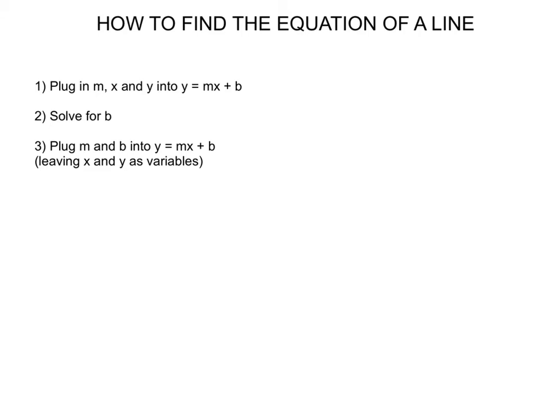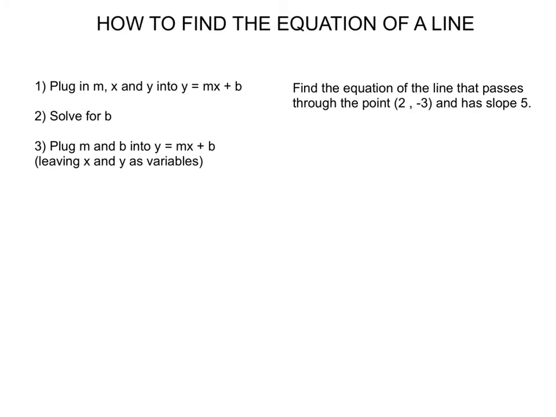So again, here are our steps. We're going to plug in m, x, and y into y equals mx plus b. We're going to solve for b. Once we have b, and we already know m, we're going to plug m and b into y equals mx plus b, leaving x and y as variables. So let's look at this first example. Find the equation of the line that passes through the point 2, negative 3 and has slope 5.